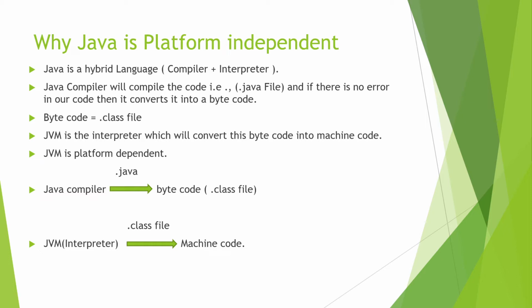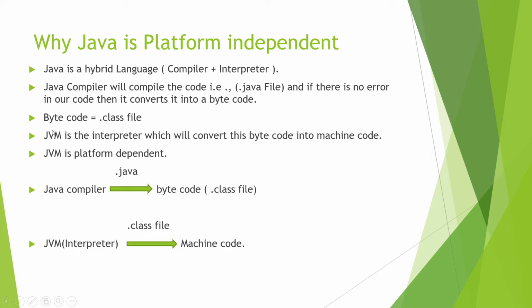Here we can see there are two steps, that is, we are making use of both a compiler as well as an interpreter. The compiler will convert our .java file into bytecode. Bytecode is nothing but a .class file. This bytecode is not completely machine code instructions, so it is not understandable by the machine. So we need to convert it into machine code instructions.